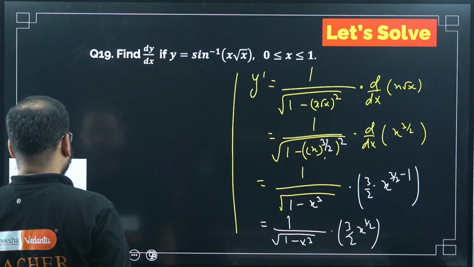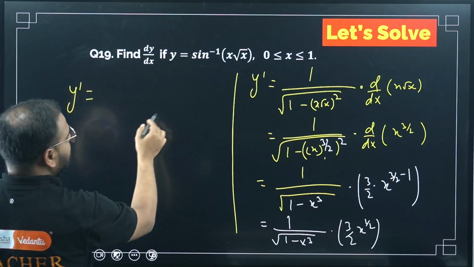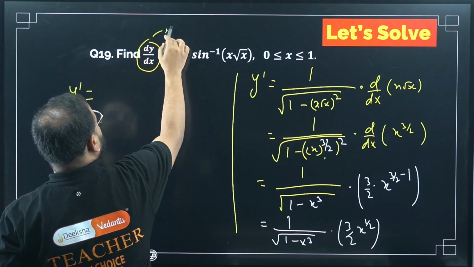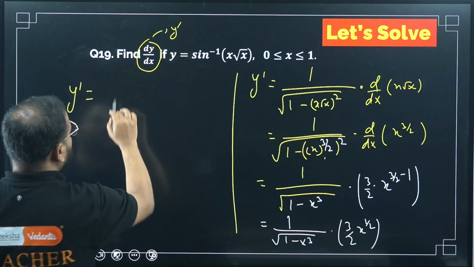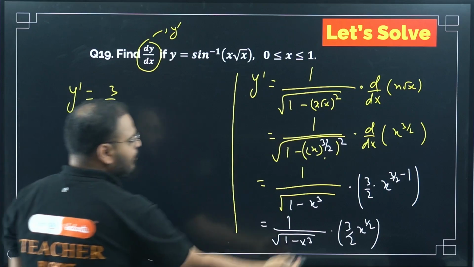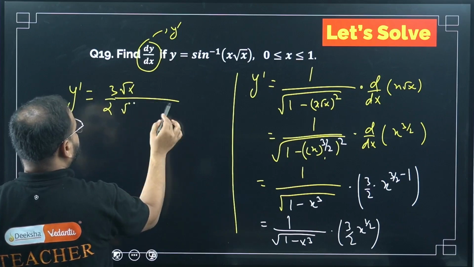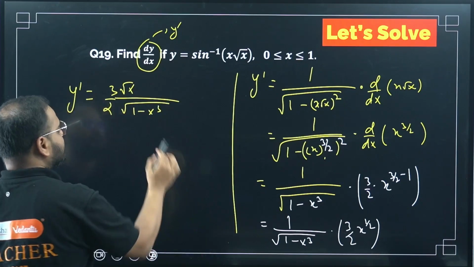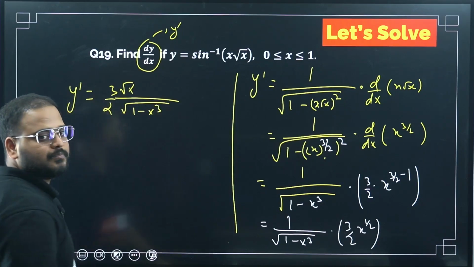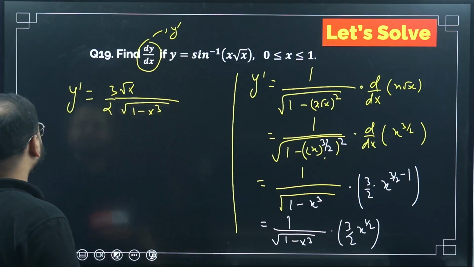Okay. Quickly we'll do. So what is my final answer? My y dash or dy by dx is nothing but, I hope you know this, y dash is equals to, how much is this? 3 by 2 I can write in front. And x power 1 by 2 means root x, upon this whole thing, 1 minus x cube. Right? This is my final answer. Visible? Yes. Moving on.